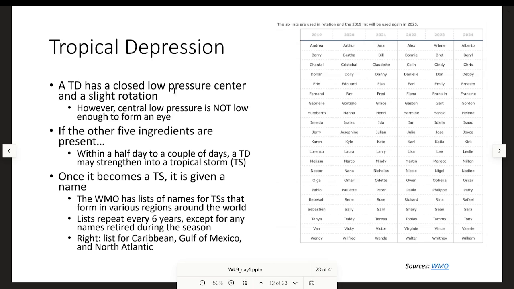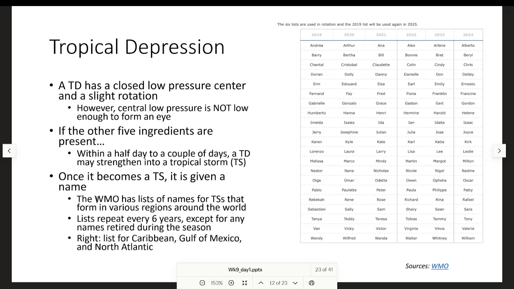So yeah, we talked about how they have a closed low pressure center and a slight rotation, but it's not low enough to form an eye. And we don't measure it on low pressure. We measure it based on wind speed, but the wind speed is enhanced when you have a deeper low. So you need the pressure to get low enough to get that wind speed up. If the other 5 ingredients are present and not the low pressure, within half a day to a couple of days, a tropical depression may strengthen into a tropical storm. Once it becomes a tropical storm, that's when it's given one of these names.